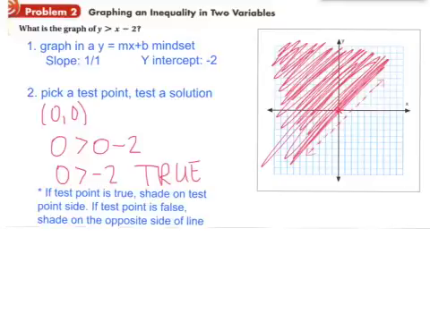The solution on the graph at the right is the final answer for y greater than x minus 2. Now press pause and try Got It Question number 2 in your Nearpod.